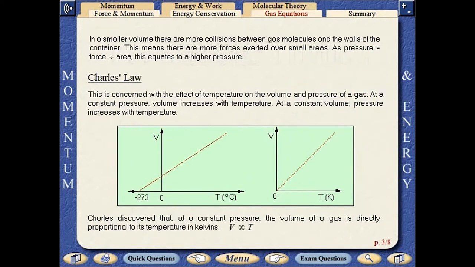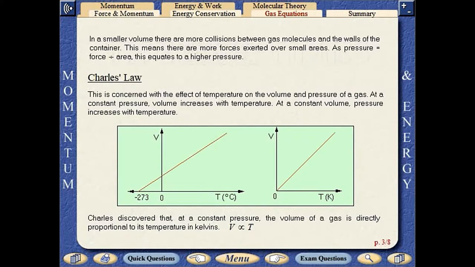In a smaller volume, there are more collisions between gas molecules and the walls of the container. This means there are more forces exerted over small areas. As pressure equals force divided by area, this equates to a higher pressure.